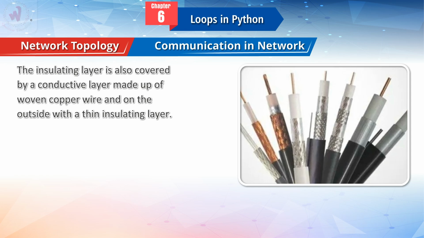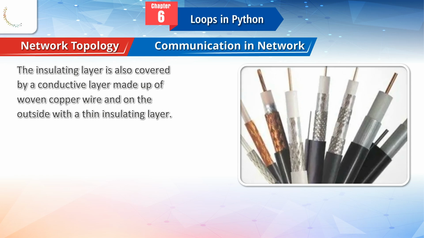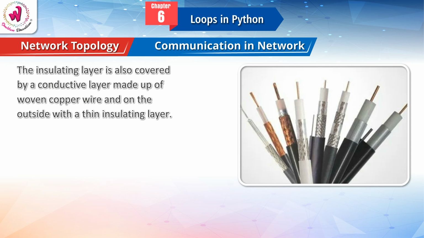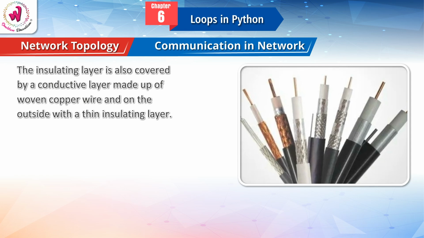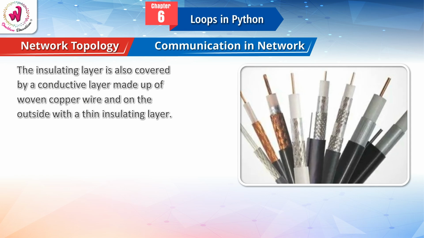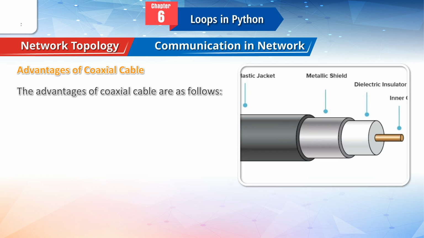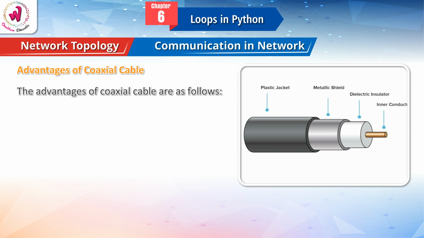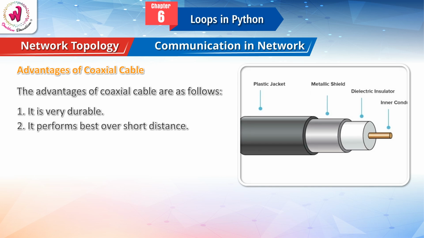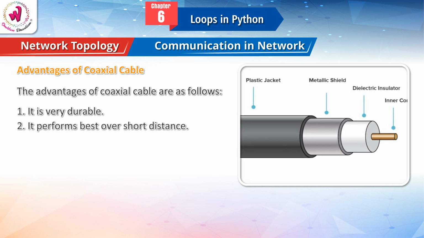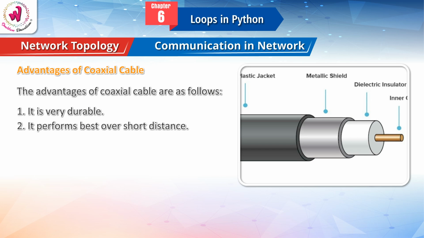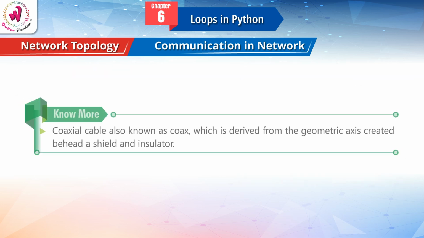The insulating layer is also covered by a conductive layer made up of woven copper wire, and on the outside with a thin insulating layer. Advantages of coaxial cable. The advantages of coaxial cable are as follows. 1. It is very durable. 2. It performs best over short distance.